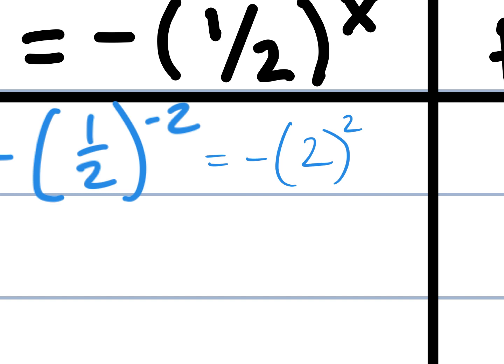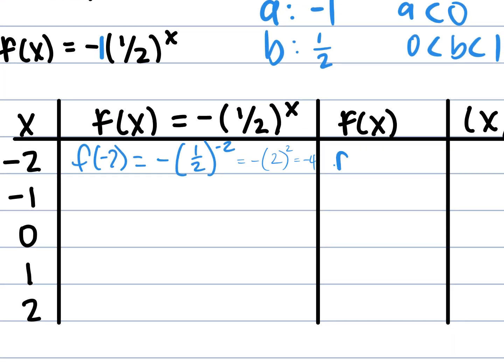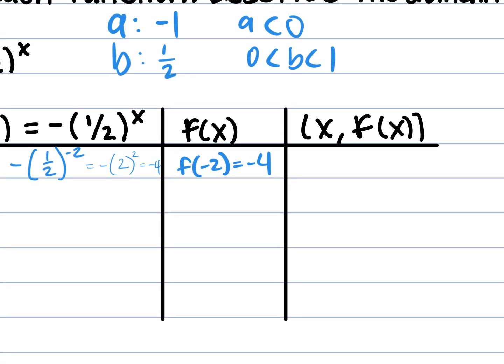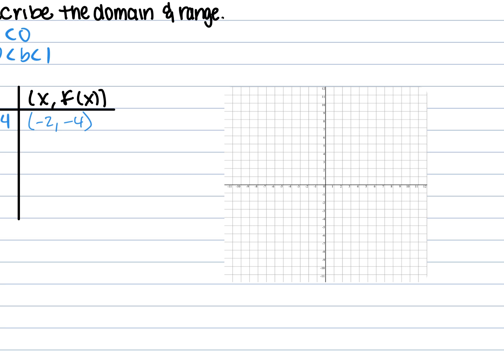What's 2 squared, guys? It would be 4. And remember, it has a negative in front, so it's going to be -4. So f of -2 was equal to -4. What's my point, Addison? -2, comma, -4. Excellent. So we go to -2, we go down to -4. Here's our first point.